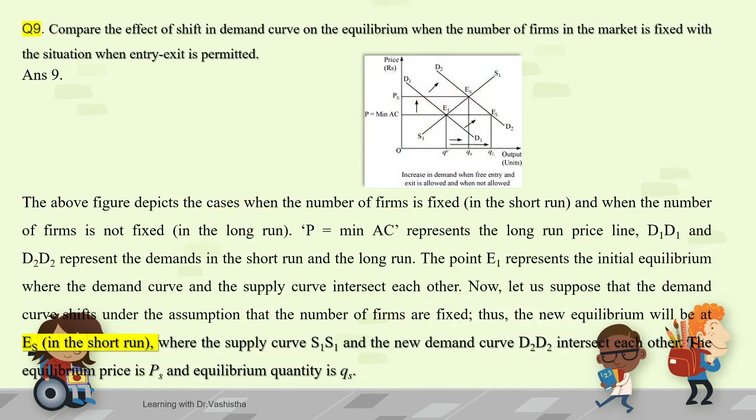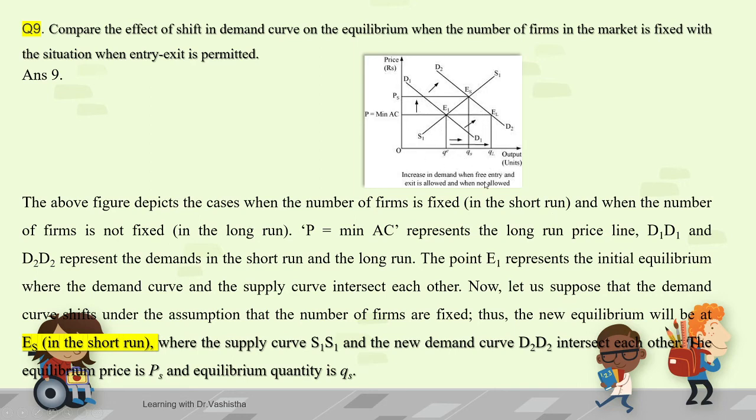Further, compare the effect of a shift in the demand curve on the equilibrium when the number of firms in the market is fixed with the situation when entry and exit is permitted. There is also this kind of question we have already attempted, but there is one condition added here, that entry and exit is permitted. Earlier it was a fixed number of firms, but here one more condition has been added. So here there is a figure that you can see.